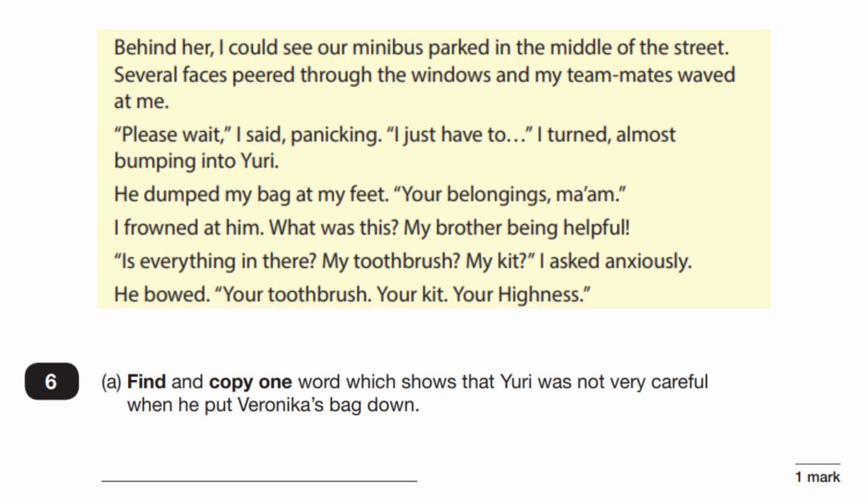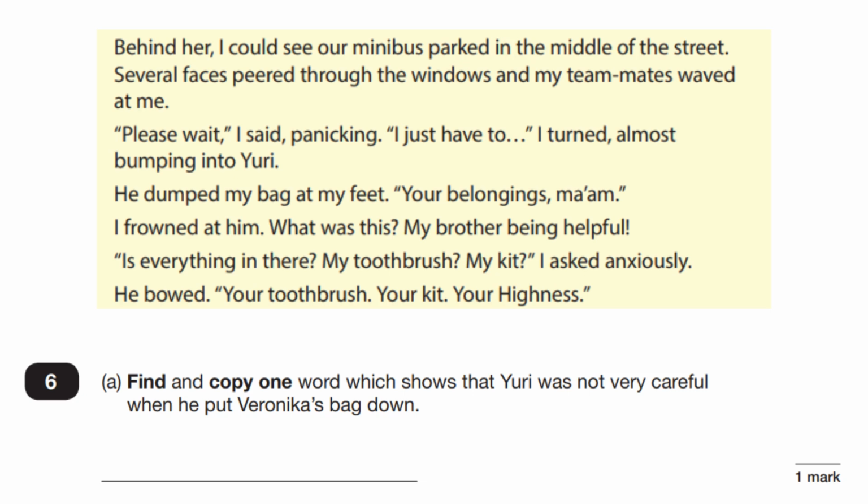So I know I'm looking for a bag. So I can scan through the first bit. Behind her, I can see windows, middle of the street, panicking, bumping into Yuri, bag. So found the word bag. Bag's in the question, bag's in the text. Scanned the question, found the word bag.